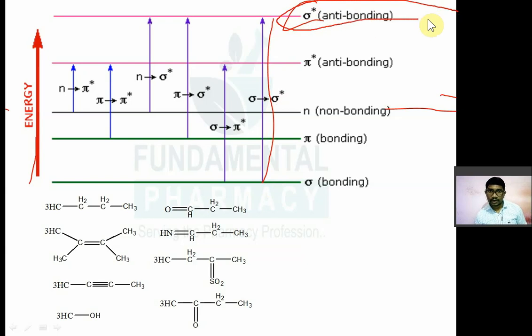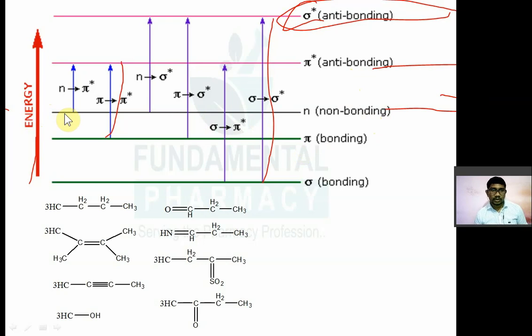Sigma star is anti-bonding. Now pi electrons will also be excited, that is pi to pi star. Pi star is also known as anti-bonding, because they have more energy. And then the n electrons: their transition takes place like n to pi star.